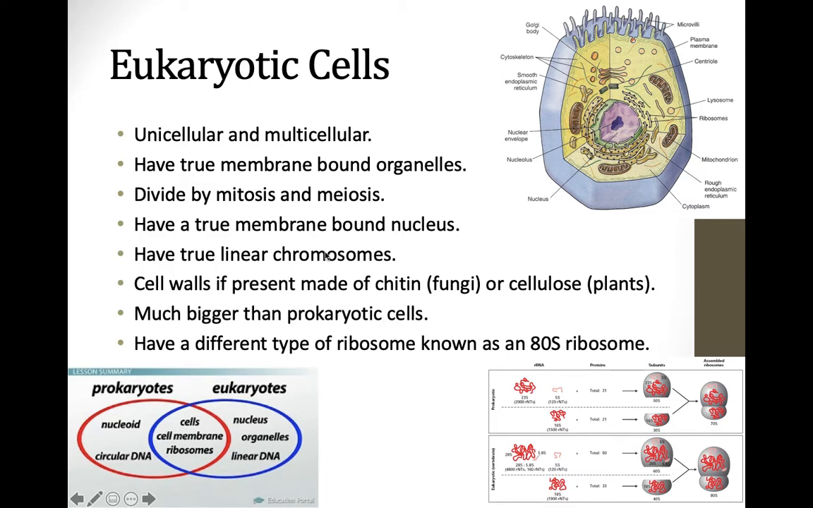Once again, note the size difference, much, much, much larger. You guys remember the first page, the prokaryotes about like that, and the eukaryote's huge. So my mouse would be the prokaryote, and the eukaryote's right next to it. And then they have a totally different type of ribosome. It's slightly larger, called an 80S.